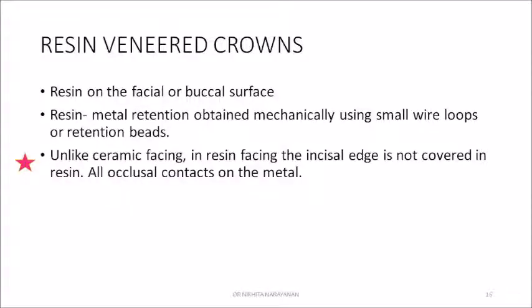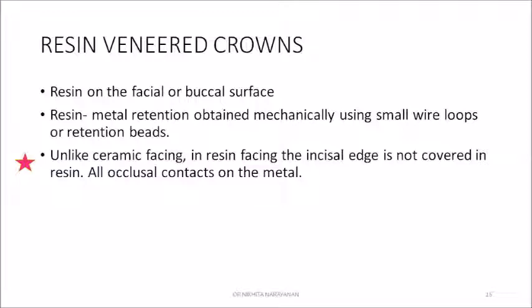The next type of complete veneer crown is a resin veneered crown. It's similar to PFM with ceramic facing. Instead of ceramic, here it is resin facing. That is, the facial and buccal surface of the restoration will be layered with resin. Unlike the metal ceramic restoration, in which the bond between metal and ceramic is obtained by a chemical method, here there is no chemical bond between resin and metal. The connection between resin and metal is completely mechanical.